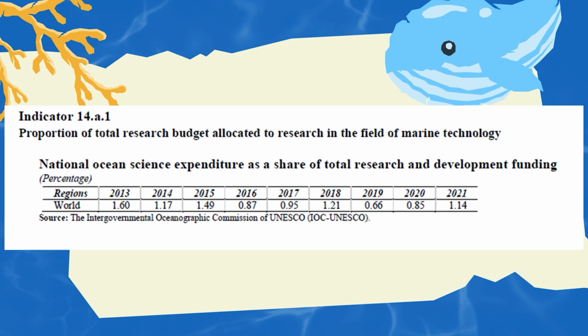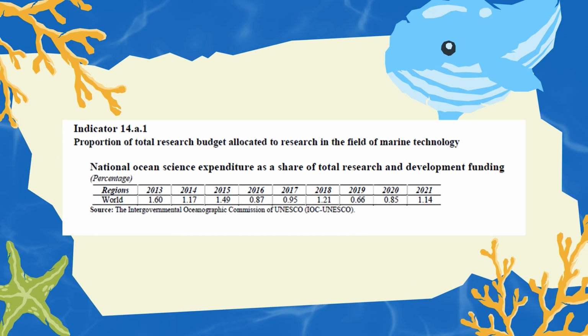So the indicator in this target is the proportion of total research budget allocated to research in the field of marine technology. So this is the budget you will see here also in 2013. It is in percentage, global 1.60. It's suddenly down in 2019-20, maybe due to the global pandemic. Now it has come back to 1.14. So this result we will be able to see in another 5-6 years.